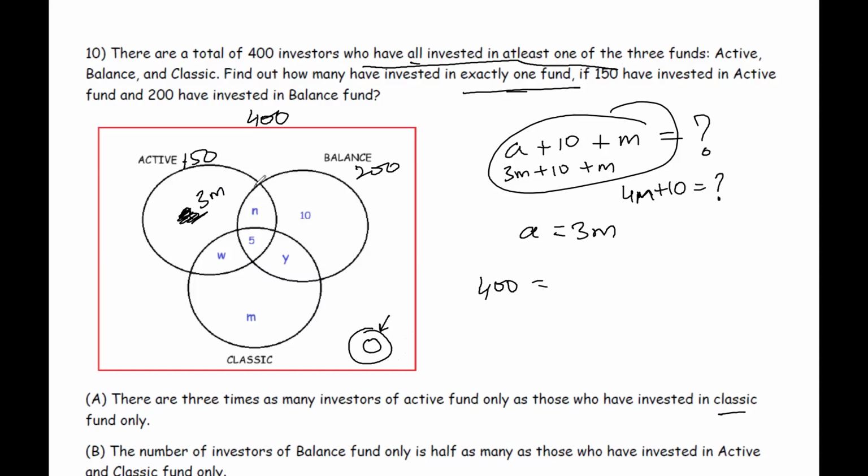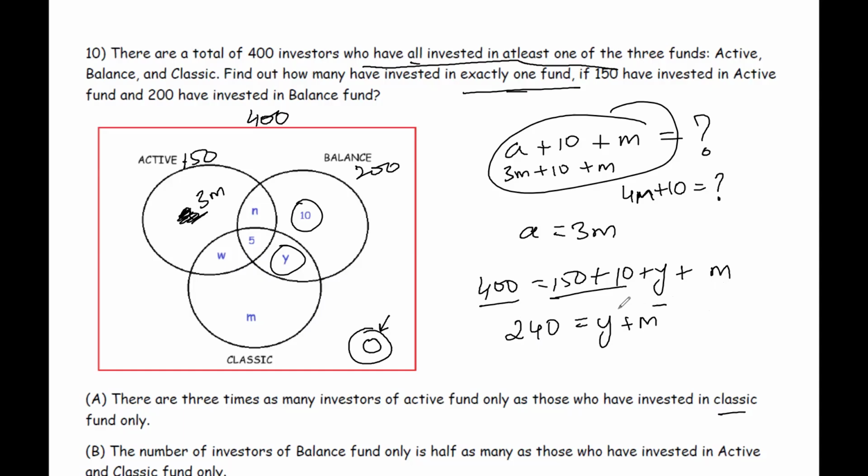Okay. So then if we consider the 400 to be all included in these circles, then 400 is equal to this circle 150 plus 10 and Y plus M. So that is your thing. So we know this is 400 and 160. So that leaves us with 240 is equal to Y plus M. So we get this, but yet we are not able to get 4M plus 10, right?